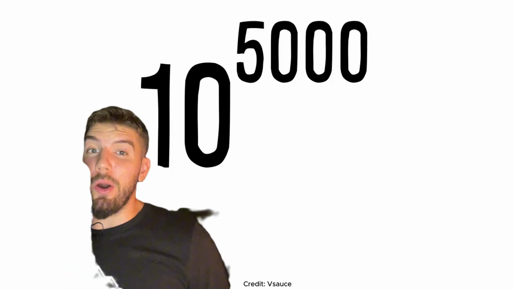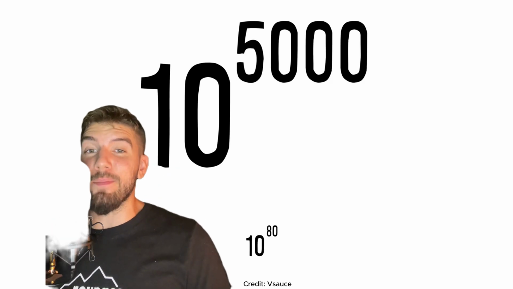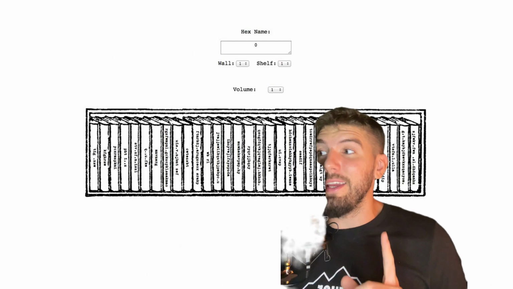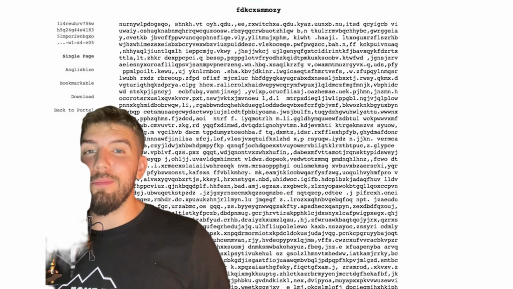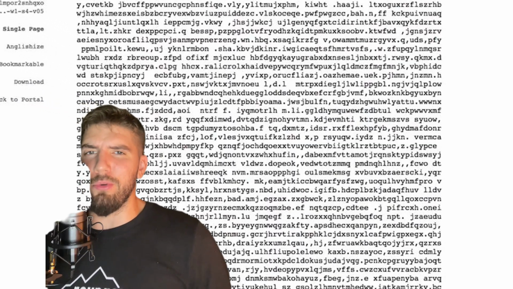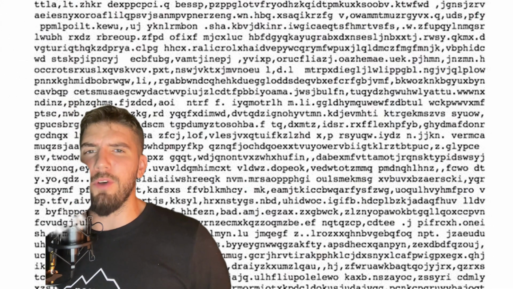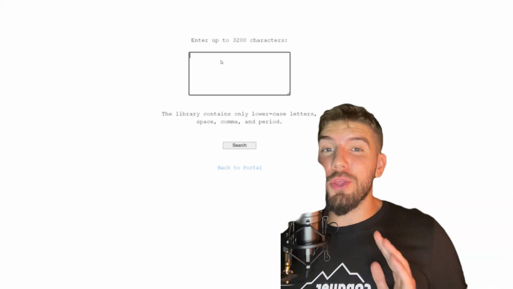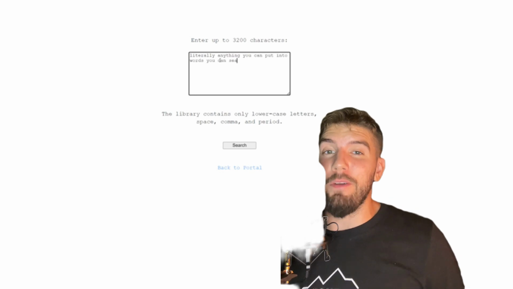In comparison, there are only 10 to the 80 atoms in the observable universe, so there literally isn't even enough matter in the entire universe to print these books if we wanted to. But how it stores this data digitally is pretty mind-blowing. So most letter combinations of the alphabet will produce nothing but gibberish, so that's pretty much all you'll see when browsing these volumes manually. But you can search any 3,200 letter query yourself and find exactly what book and page number it would be found in.